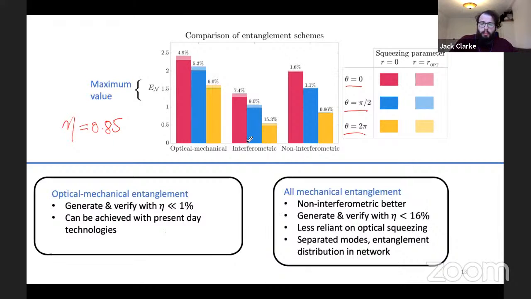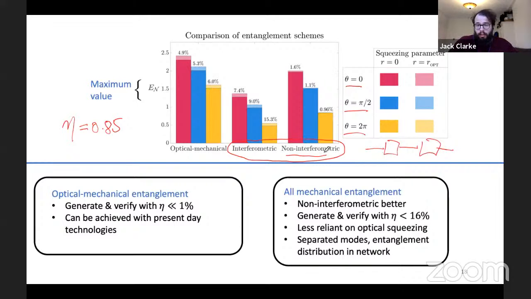Whereas now we can compare these two all mechanical entanglement schemes. The first thing to notice is that, okay, there's more entanglement for the non-interferometric design. These little percentage increases on the top of these bars, well, they're smaller for the non-interferometric scheme. So that means that the non-interferometric design, which is just 2 oscillators in a row, doesn't require as much squeezing, which is good, because optical squeezing can be difficult to implement in this protocol, perhaps.